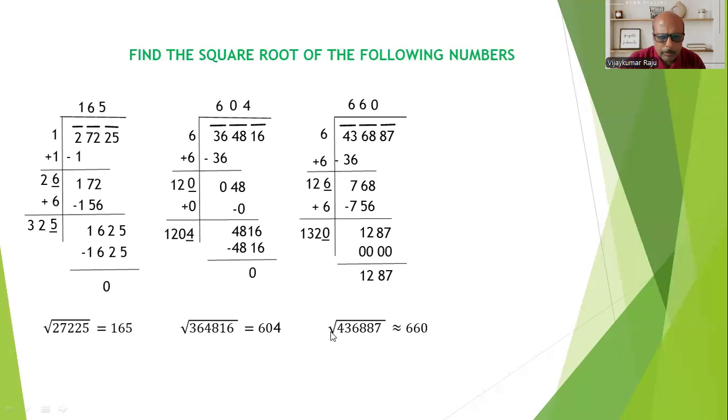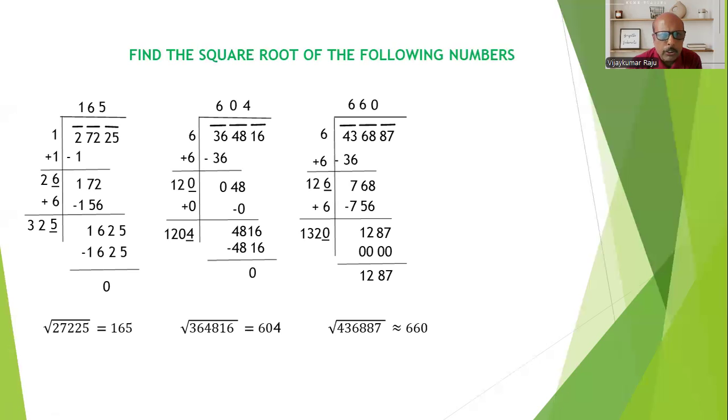Square root of 4,36,887 is approximately 660. Why are we saying approximately, not a perfect square? Because we are not getting 0 as a remainder. Clear? It's not necessary that every number should be a perfect square. There are numbers which are not perfect squares, and they tell you to find the square root.